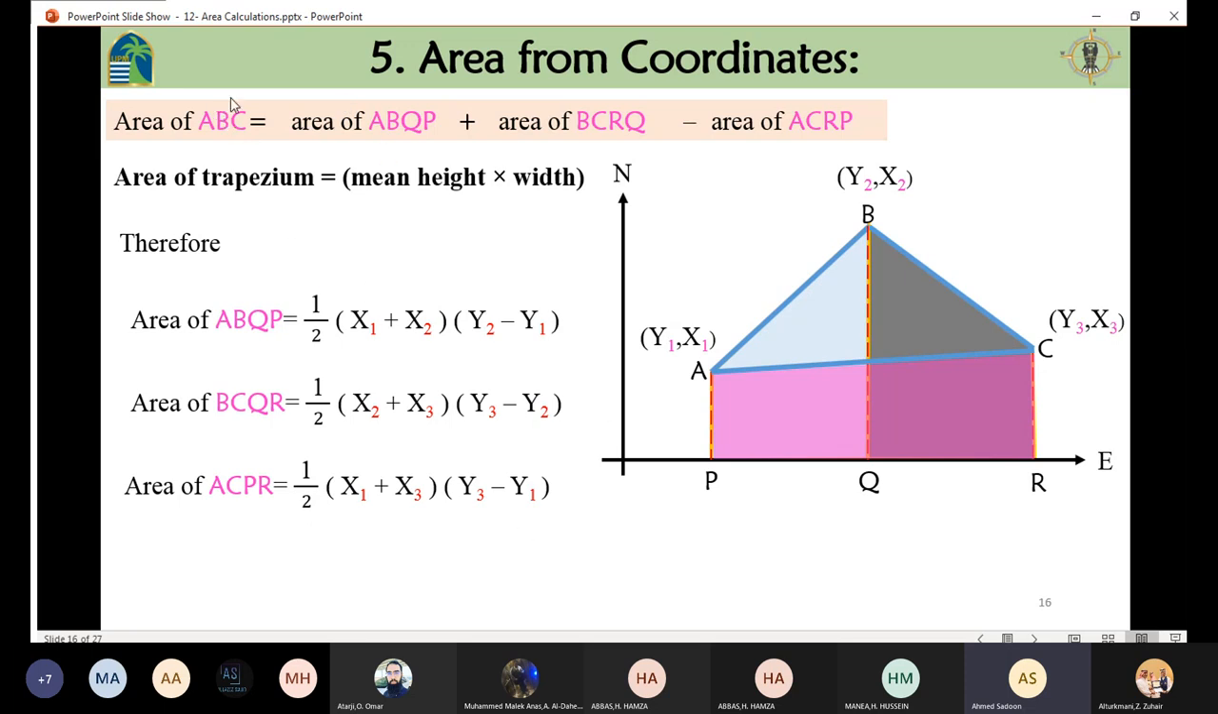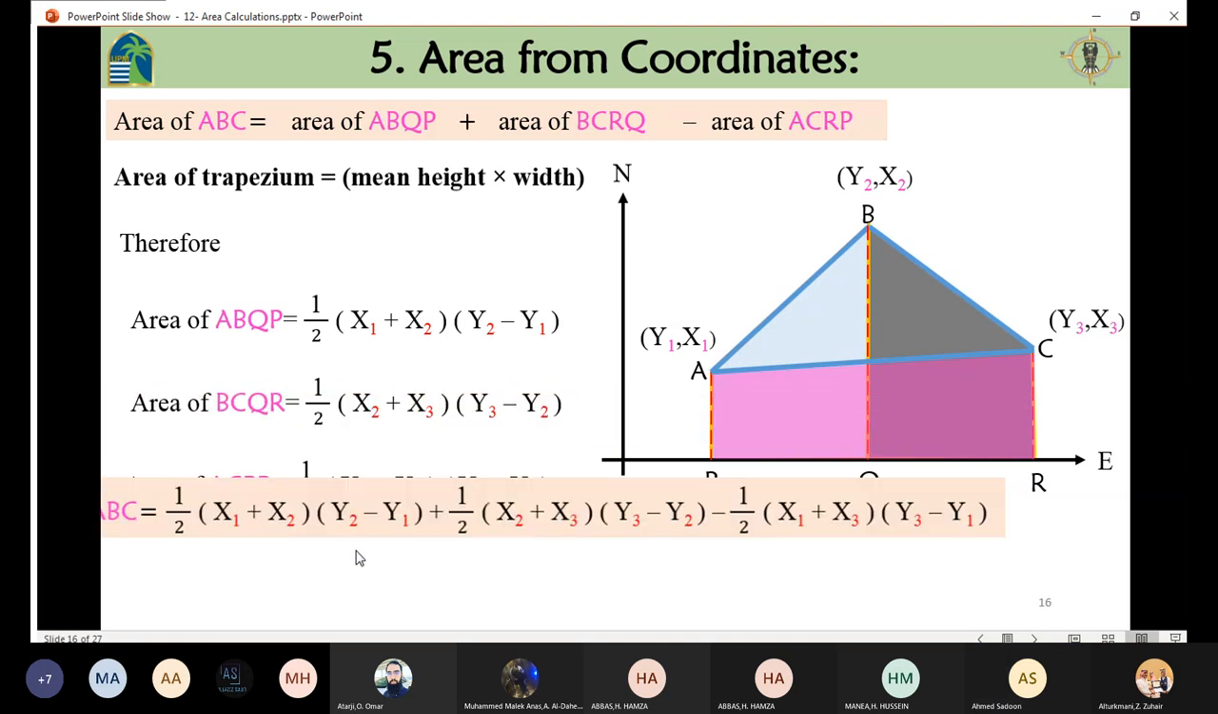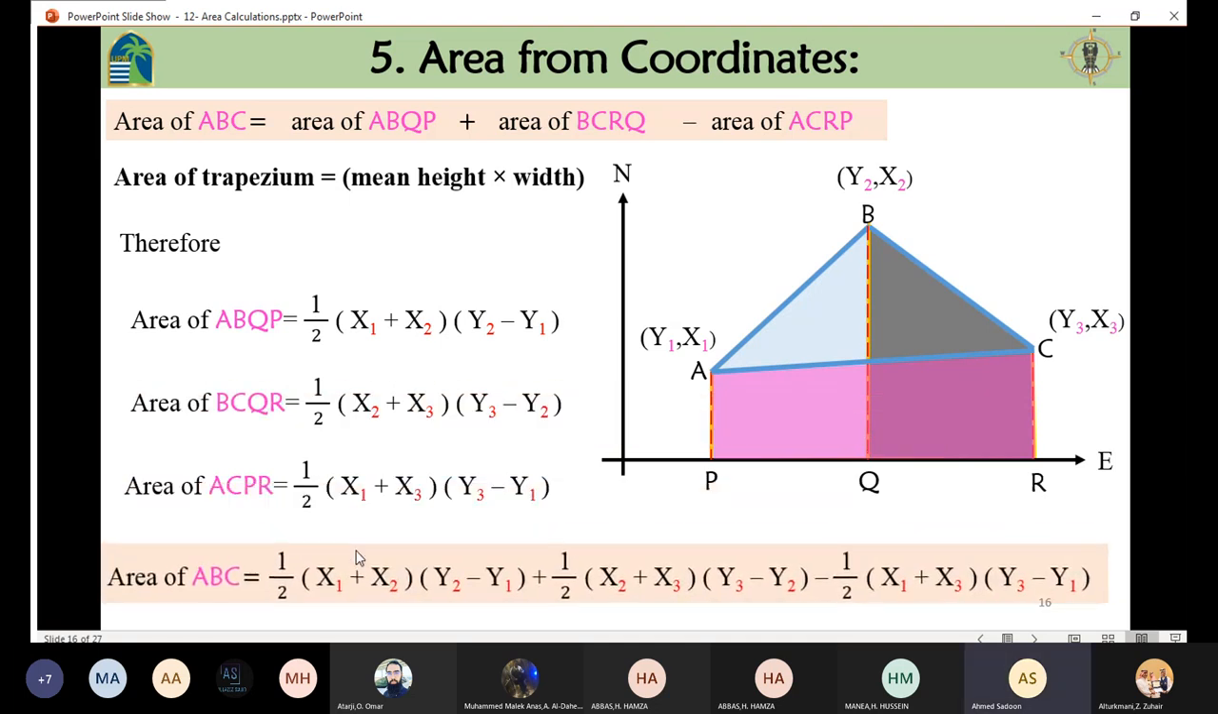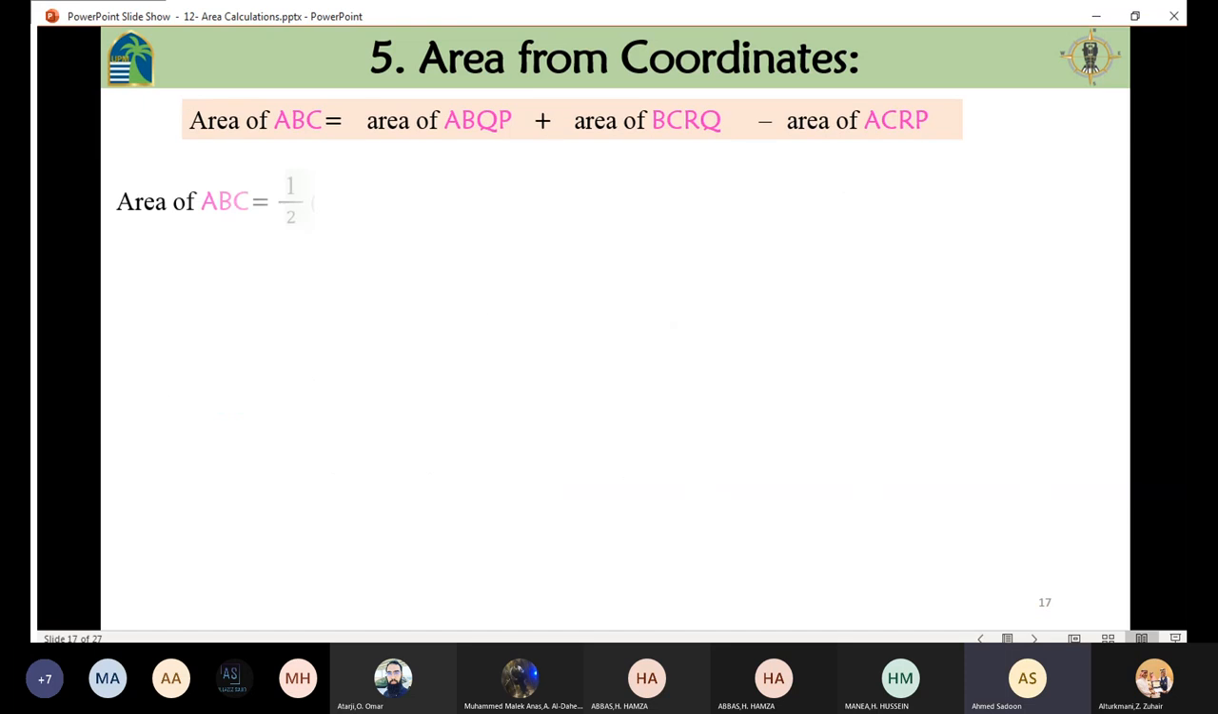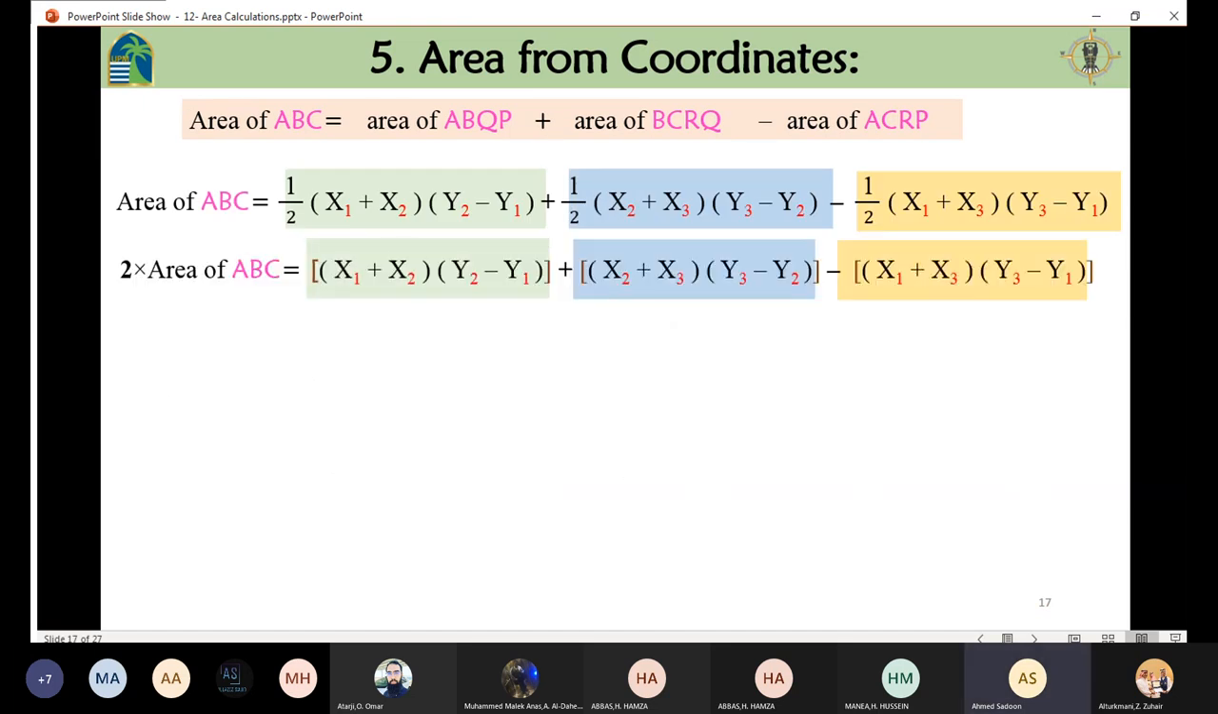So now I need to get the area of the triangle ABC. I'm going to use this here. So this one plus that one minus that one is going to give me the area of this triangle using coordinates, because here we have only coordinates. So I'm going to add them together: this one plus this one minus this one. Then I'm going to simplify this formula.